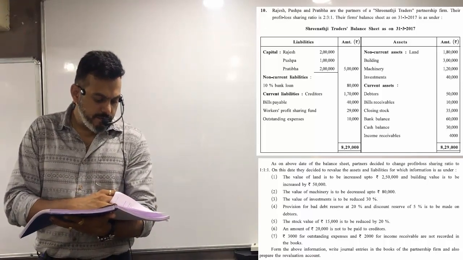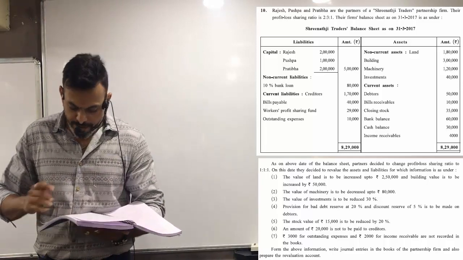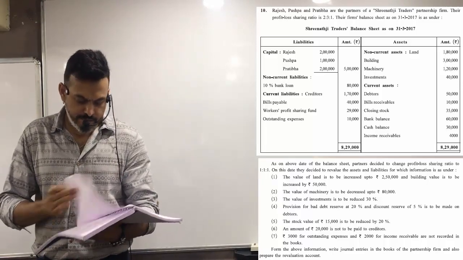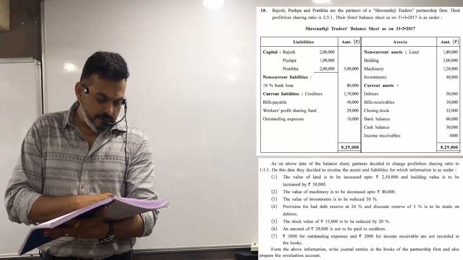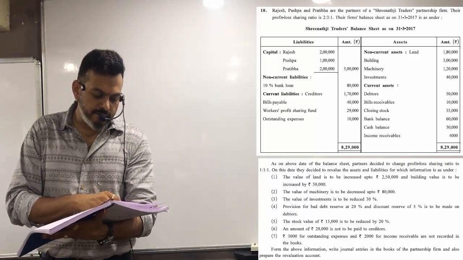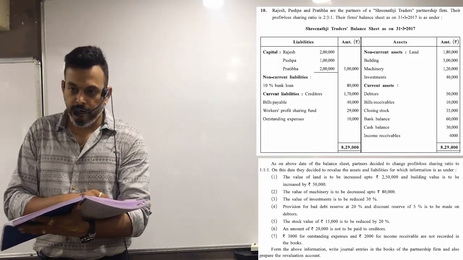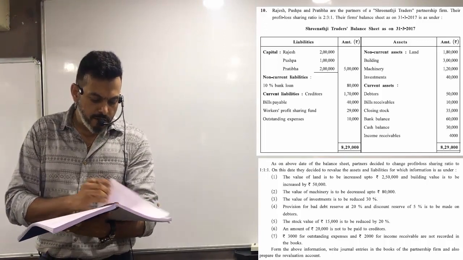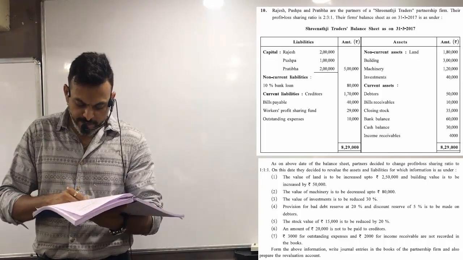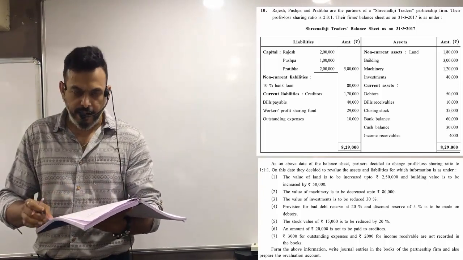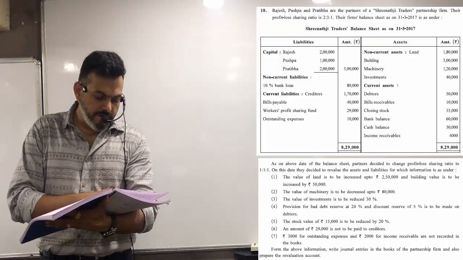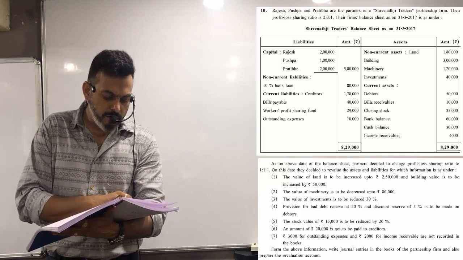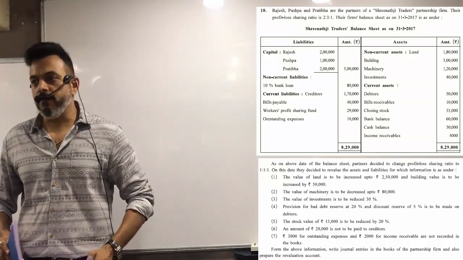Stock is reduced. Creditors not paid. So tick closing stock, creditors. 3,000 for outstanding expense and 2,000 for income receivable are not recorded in the books. So outstanding expense tick, income receivable tick. From the above information, write journal entries in the books of partnership firm and also prepare revaluation account.